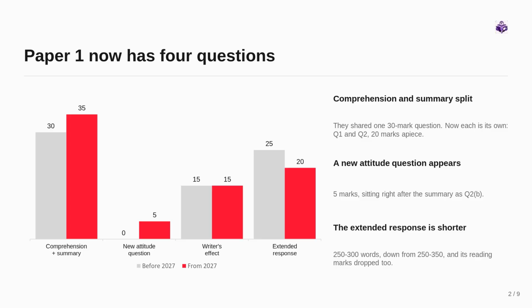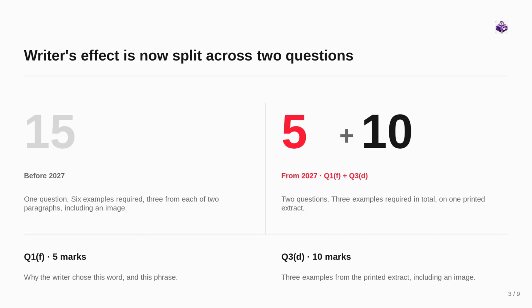In the old paper, question 1 combined comprehension and summary into one 30-mark question, and question 2 was entirely about writer's effect, marked against an objective Cambridge calls R4, explaining how a writer's specific word choices affect the reader. That old writer's effect question was worth 15 marks, and it asked you to choose 3 examples from each of 2 paragraphs, 6 examples in total, and at least one of the 6 had to be a piece of imagery, like a metaphor or simile.